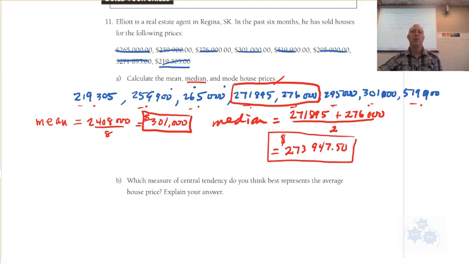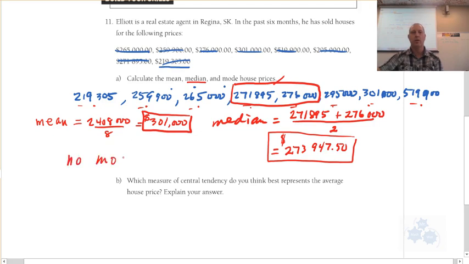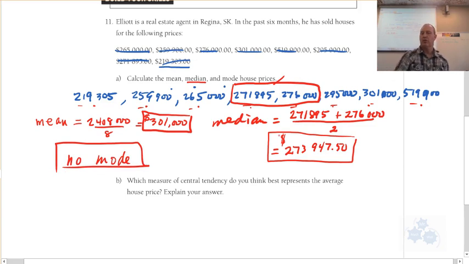And finally, the mode. That's the number that appears most often. Do we have the same number that appears more than once? Doesn't look like it, so it looks like there's no mode. You guys agree with that? No mode, because there isn't one number that appears more than any of the other numbers.